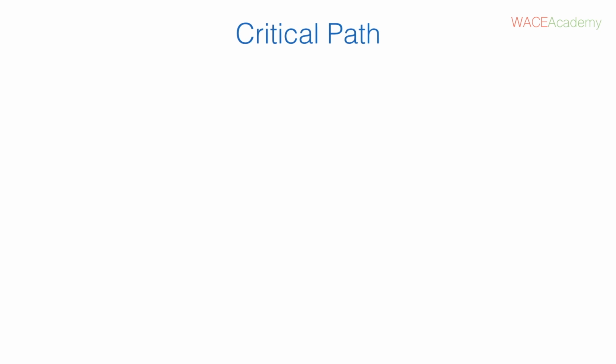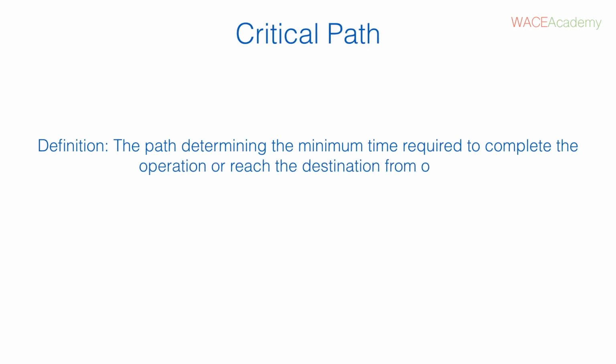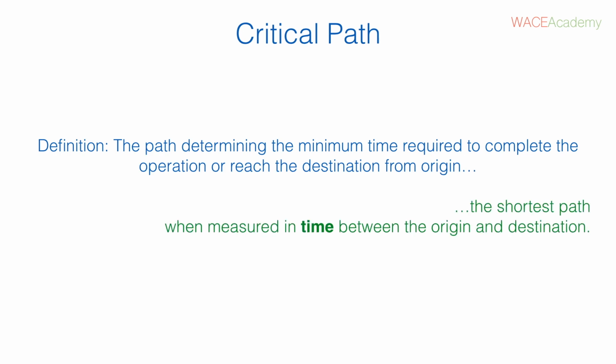This brings us to a quick side note. When we're looking at networks involving time, the critical path is defined as the path determining the minimum time required to complete the operation or reach the destination from origin. In other words, it's the shortest path when measured in time between the origin and destination.